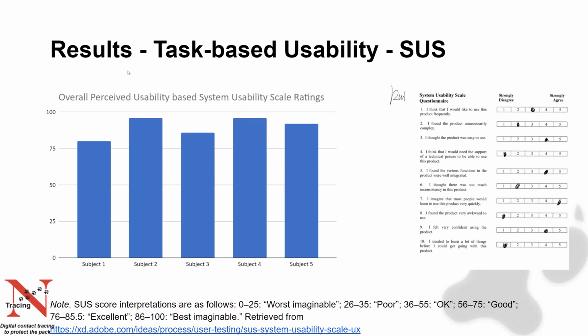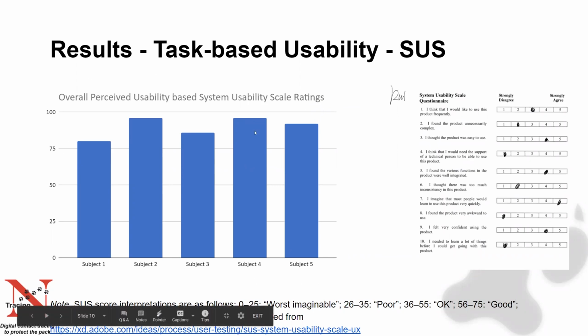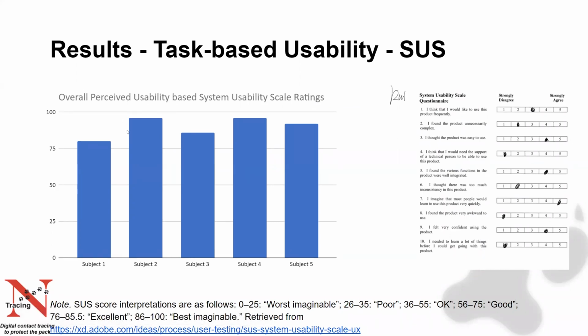As for the System Usability Scale, the right picture is a sample we collected. For the left picture, we took the means of each scale. Overall, the scores are excellent, and we have 4 subjects who gave the best imaginable scores.